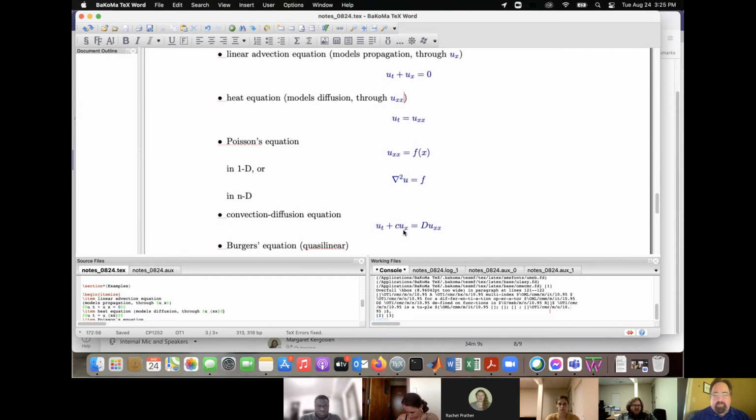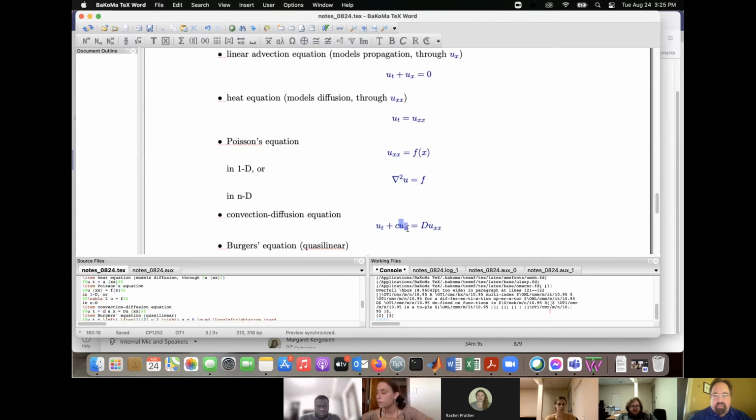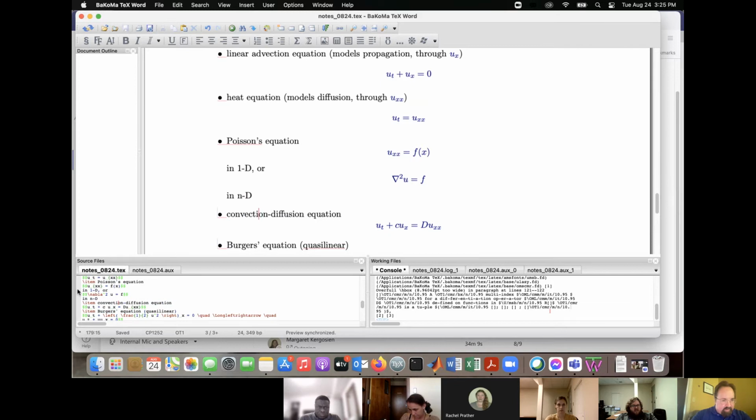Here's an equation that combines both. So we have convection, also modeled by du dx, and then diffusion, that's uxx. But equations like this might also be called an advection diffusion equation. Actually, I'm going to move this example. It fits more closely with the others right above it.